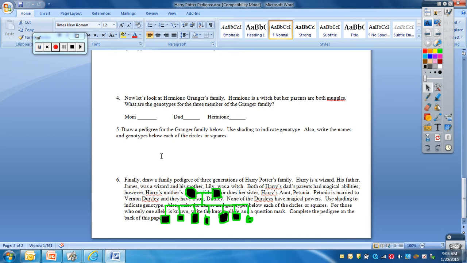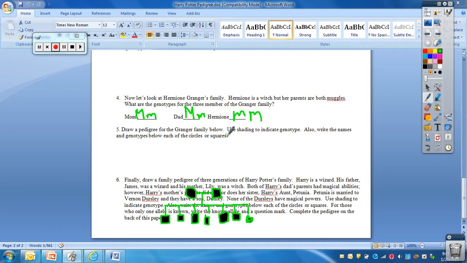Number 4, now let's look at Hermione Granger's family. Hermione is a witch, but her parents are both muggles. What are the genotypes of the three members? Hermione has to be little m, little m. Set up the Punnett square and work backwards. What do her mom and dad have to be? They have to be heterozygous in order for them not to have magic ability, but to have a daughter who does.